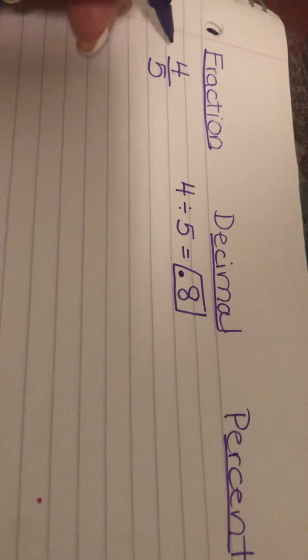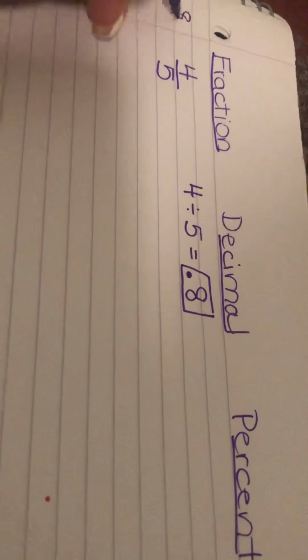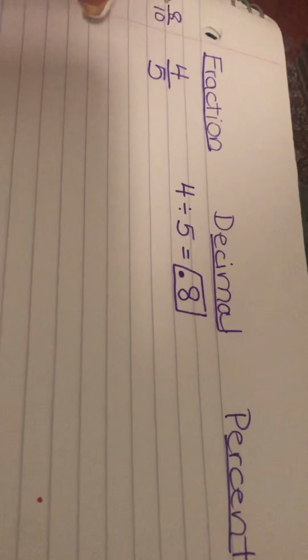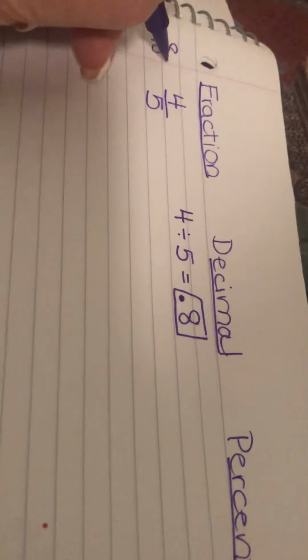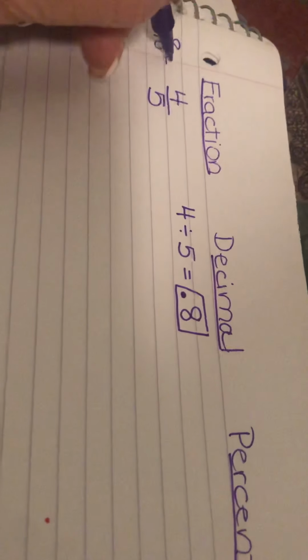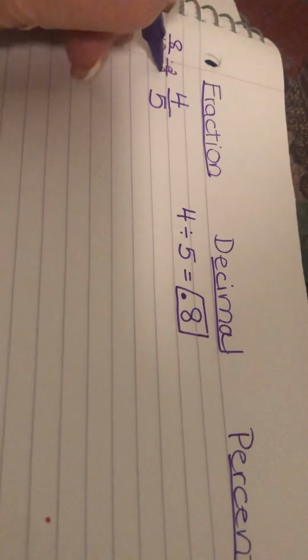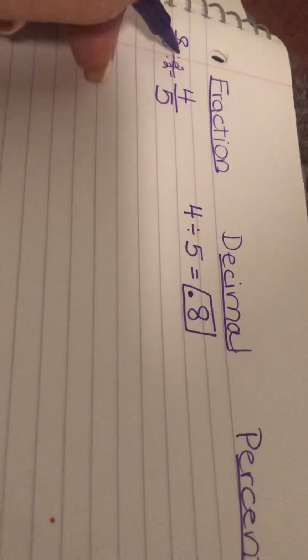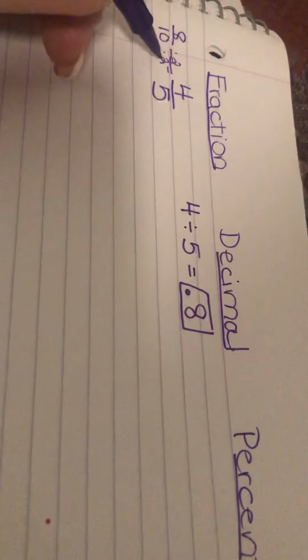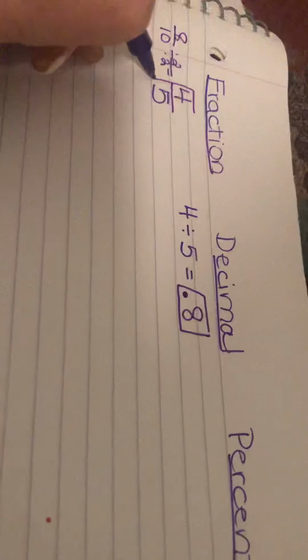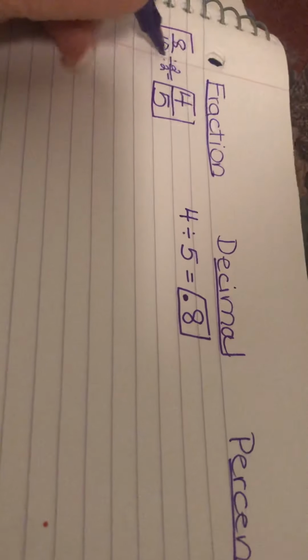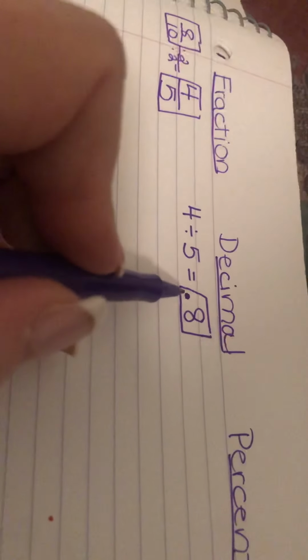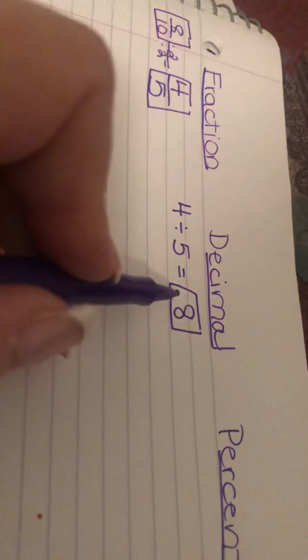But then if we simplify it, you'll see that 8/10 is the fraction, but we have 4/5 only because we've simplified it. 8 divided by 2 is 4, 10 divided by 2 is 5. So these two are equivalent fractions. So the decimal is 0.8.